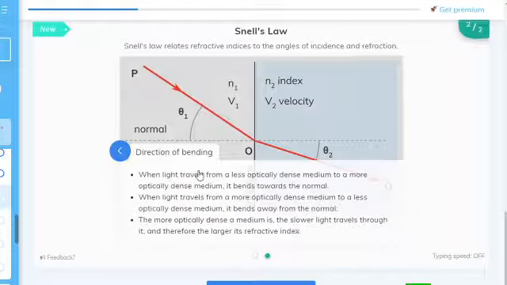So, direction of bending. When light travels from a less optically dense medium to a more optically dense medium, it bends towards the normal. The normal is this line. So say it's coming in from here, it would bend that way towards the normal, so the angle wouldn't be as big. But if it's travelling from a more optically dense material to a less dense one, it will move further away. The more optically dense a medium is, the slower light travels through it.